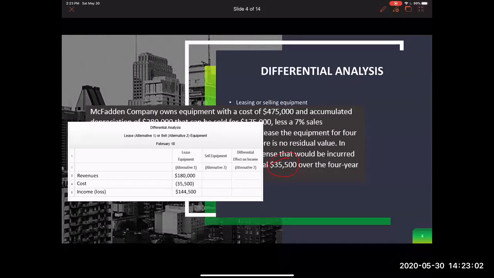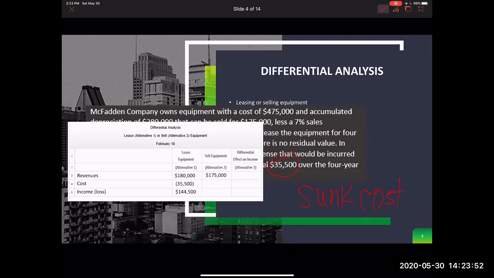Now, if we decide to sell this equipment outright versus leasing it, our revenue from selling this equipment would be $175,000. What's really important to note here is that yes, you bought this equipment for $475,000 and have depreciation, but all of that information is just noise. It's irrelevant to your decision. Here's the reason it's irrelevant: there's this thing called sunk cost. Sunk costs are costs that have been incurred in the past. They cannot be recouped, or you can't get the value back, and therefore they're not relevant to any future decision.